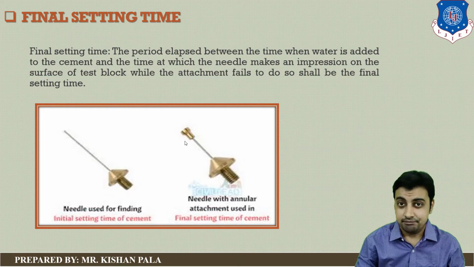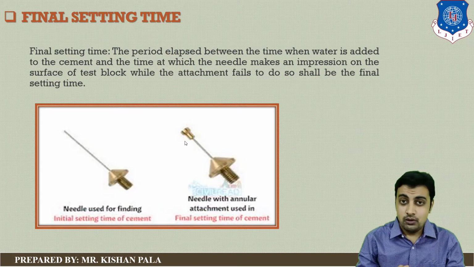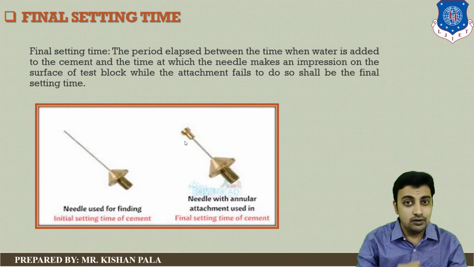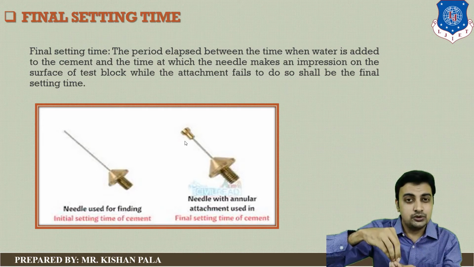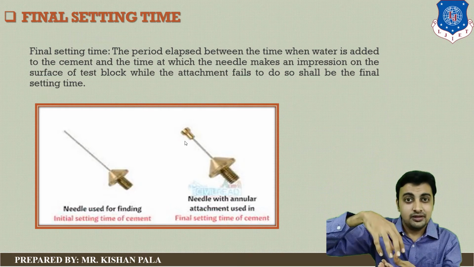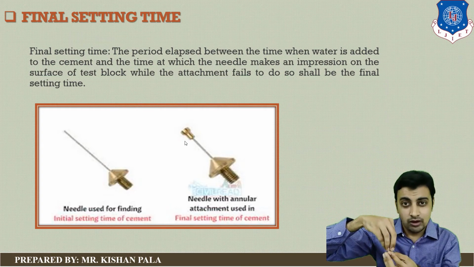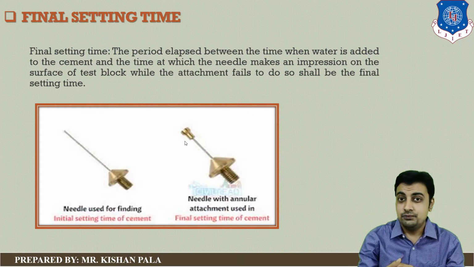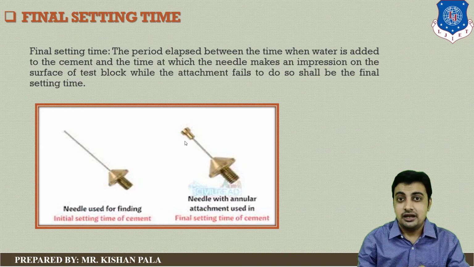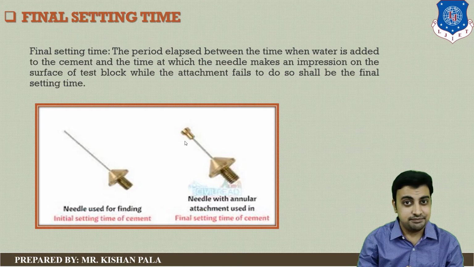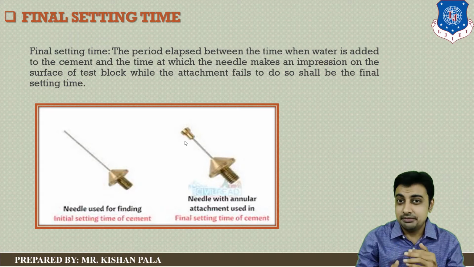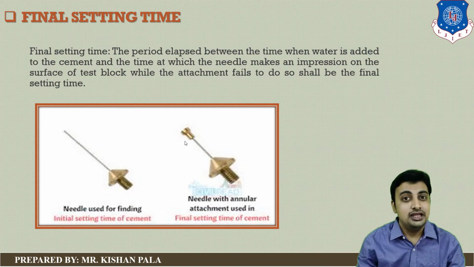First of all, you have to prepare the paste mass as we have discussed earlier, and then you have to start your stopwatch when you add the water mass to the cement paste, and you have to start making impressions on your mold with the 5 mm needle. In the initial period, the impression will appear due to the high liquidity of the paste, and after the setting of the cement paste you will, at a certain time, fail to make an impression on the cement paste. It means that is your final setting time.